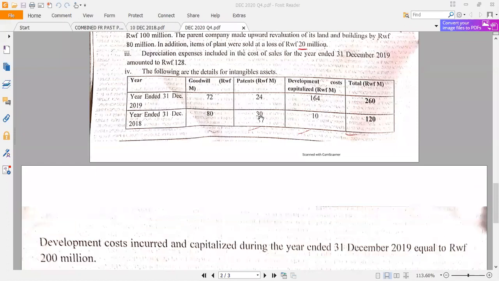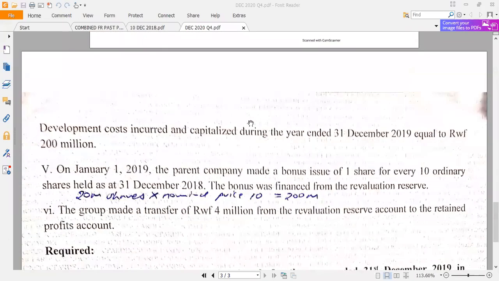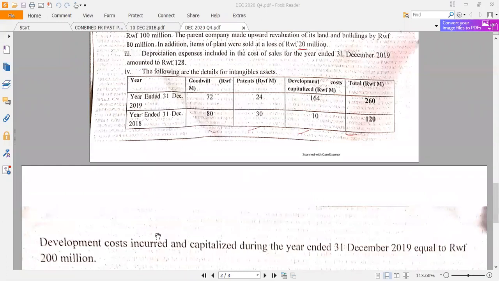Remember, we had already covered impairment of assets in IAS. Which IAS was that? IAS 36. We have already covered IAS 36. So we will test for impairment here.